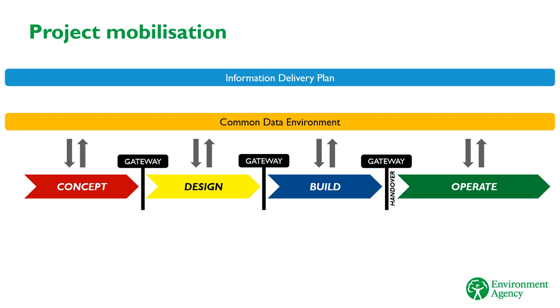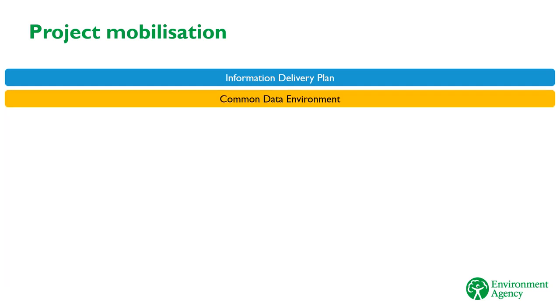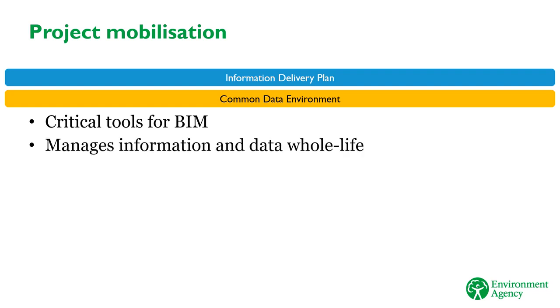The IDP is designed to help you keep track of all the information and data that's already been delivered, and to help you plan what needs to be delivered as your project progresses. Together, these two tools are critical to implementing BIM in the Environment Agency. They are what allow us to manage data and information throughout the whole asset lifecycle, and to make sure that it's all stored in a consistent structure so that we can use it again in future.